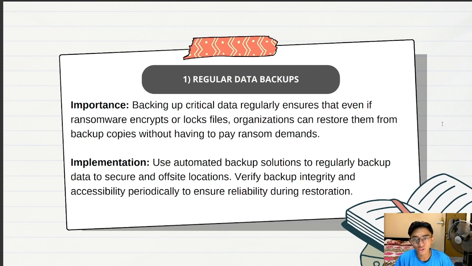Okay, the first point is regular data backups. Importance: backing up critical data regularly ensures that even if ransomware encrypts or locks files, the organization can restore them from backup copies without having to pay the ransom demand. Implementation: use an automated backup solution to regularly back up data to a secure and offsite location. Verify backup integrity and stability periodically to ensure reliability during restoration.